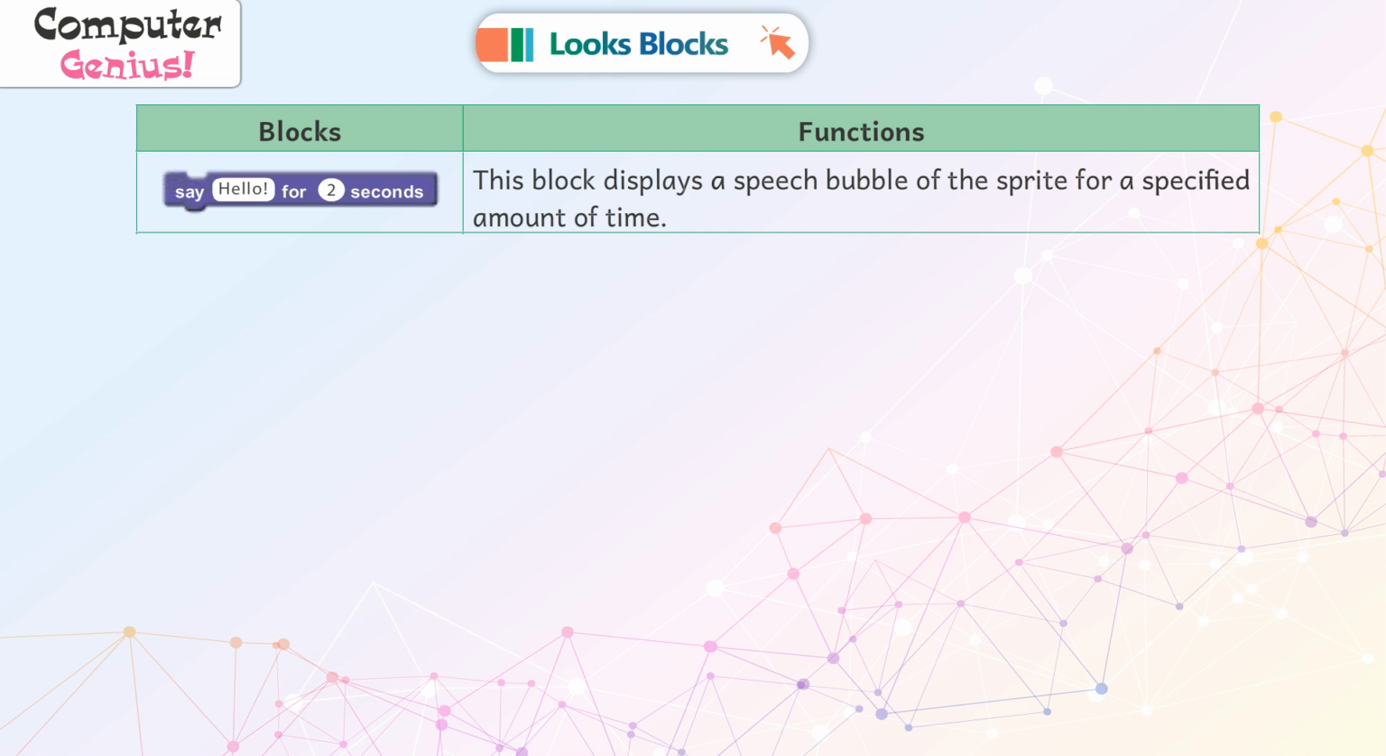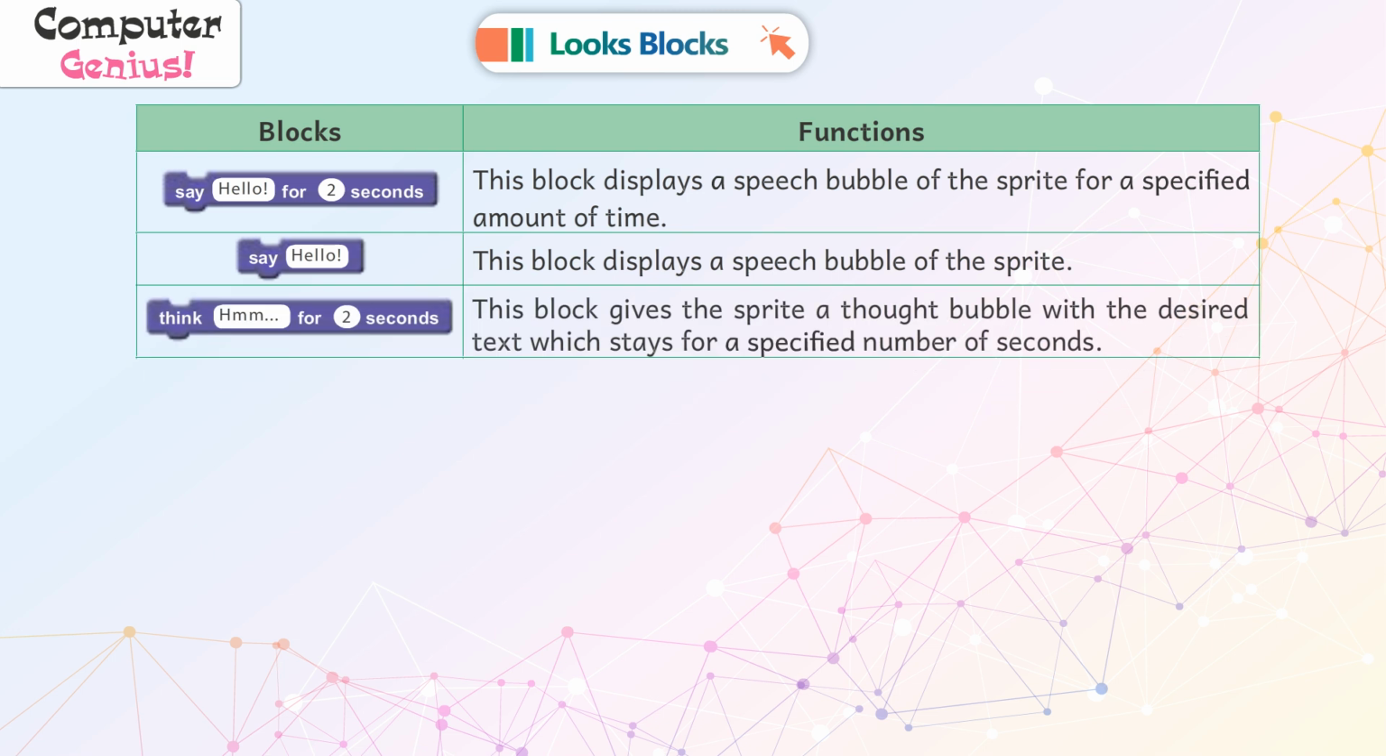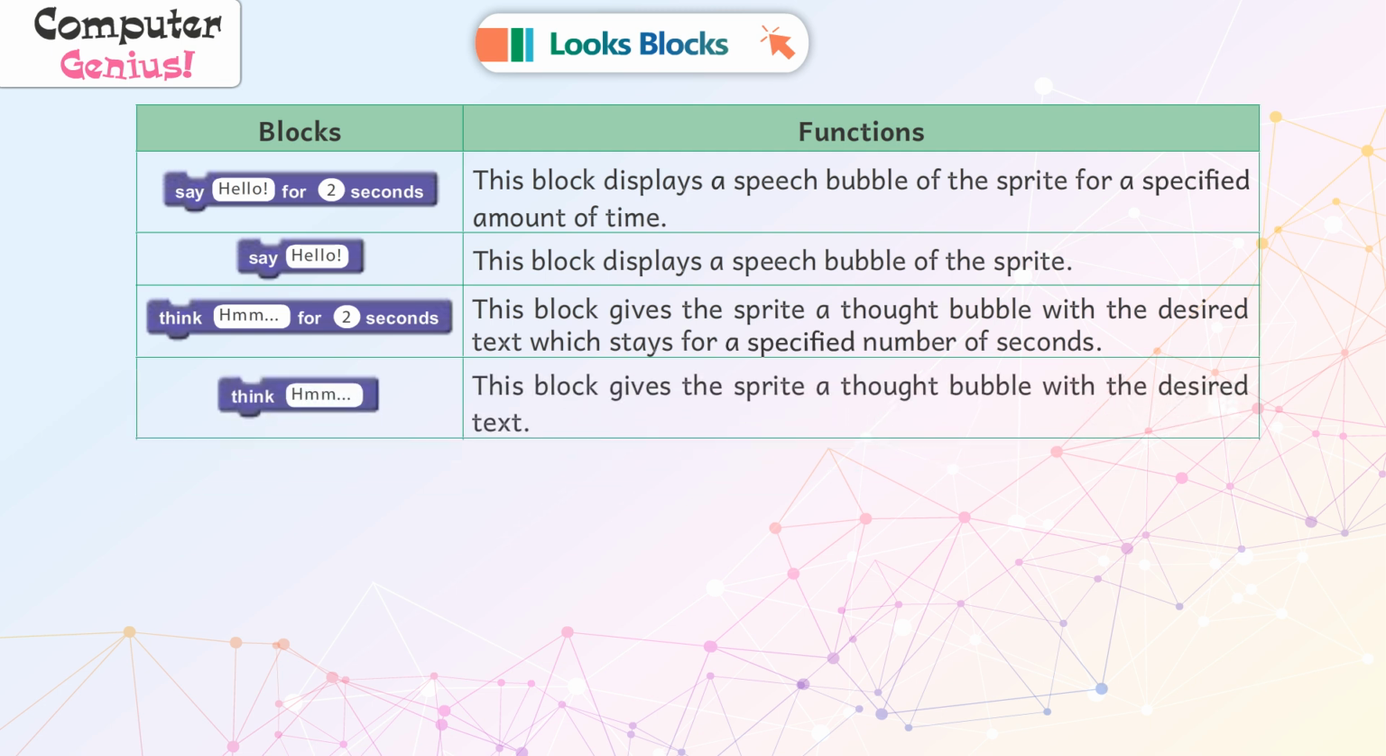This block displays a speech bubble of the sprite for a specified amount of time. Say Hello. This block displays a speech bubble of the sprite. Think for 2 seconds. This block gives the sprite a thought bubble with the desired text which stays for a specified number of seconds. Think. This block gives the sprite a thought bubble with the desired text.